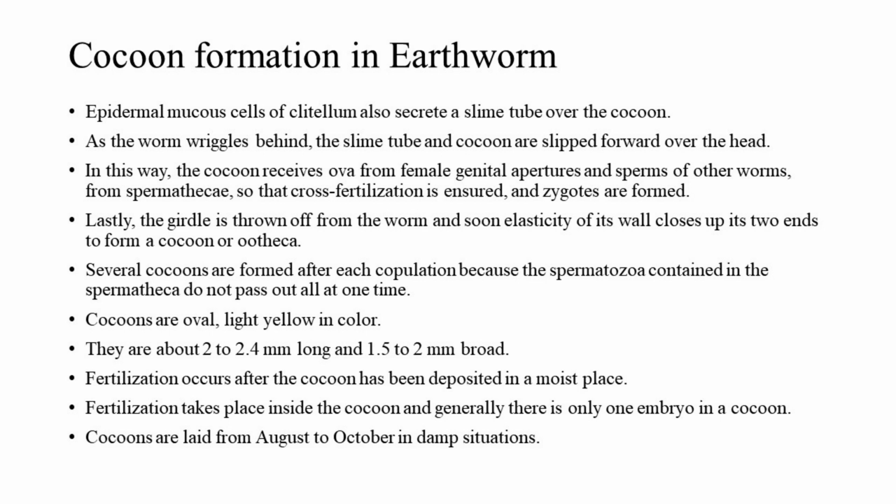Several cocoons are formed after each copulation because the spermatozoa contained in the spermatheca do not pass out all at one time. Cocoons are oval, light yellow in color. They are about 2 to 2.4 mm long and 1.5 to 2 mm broad. Fertilization occurs after the cocoon has been deposited in a moist place. Fertilization takes place inside the cocoon, and generally there is only one embryo in a cocoon. Cocoons are laid from August to October in damp situations.